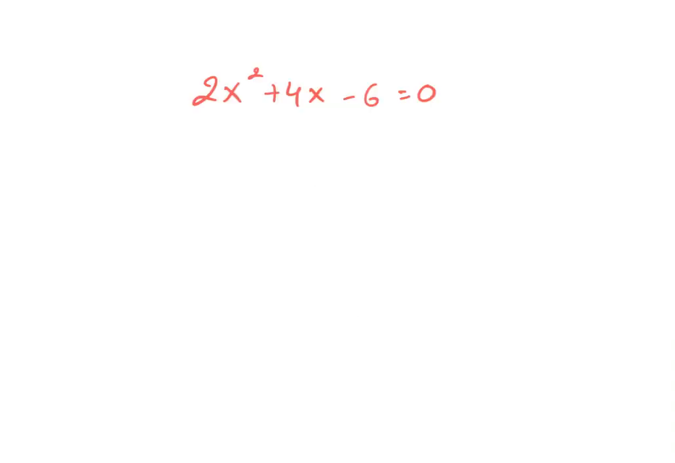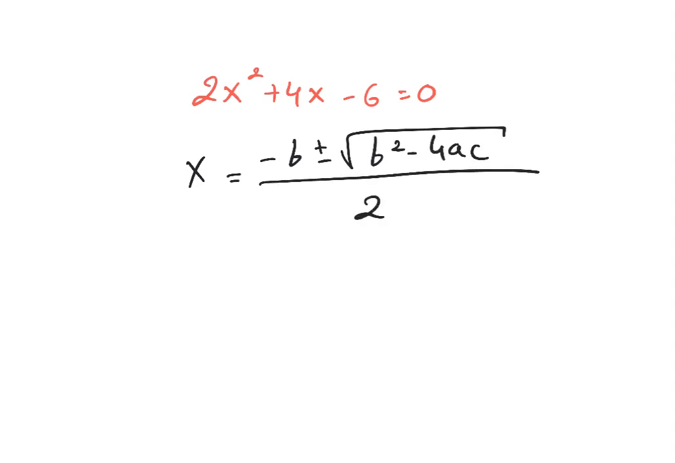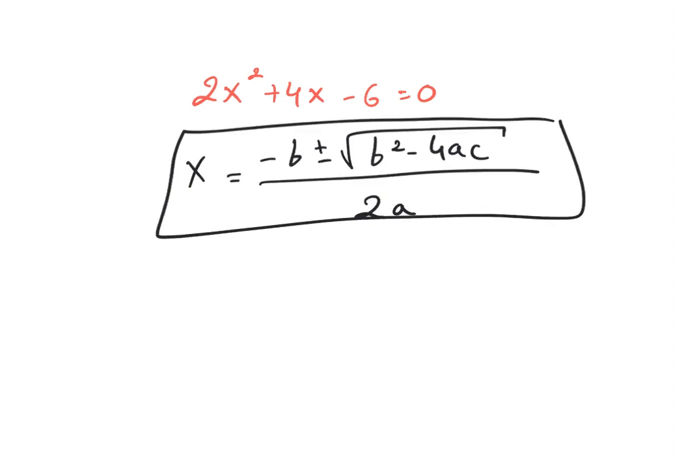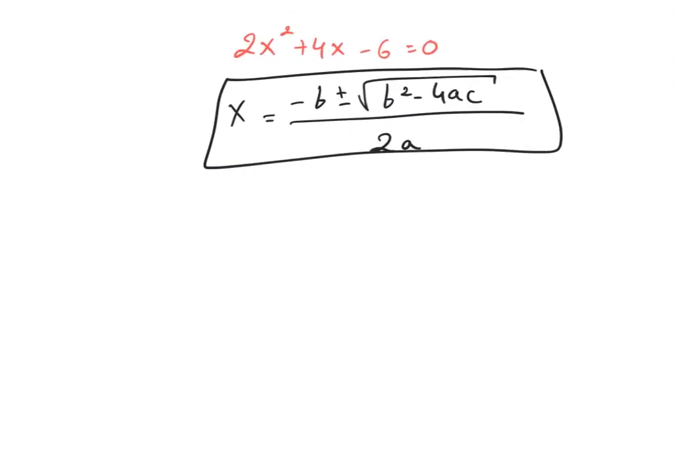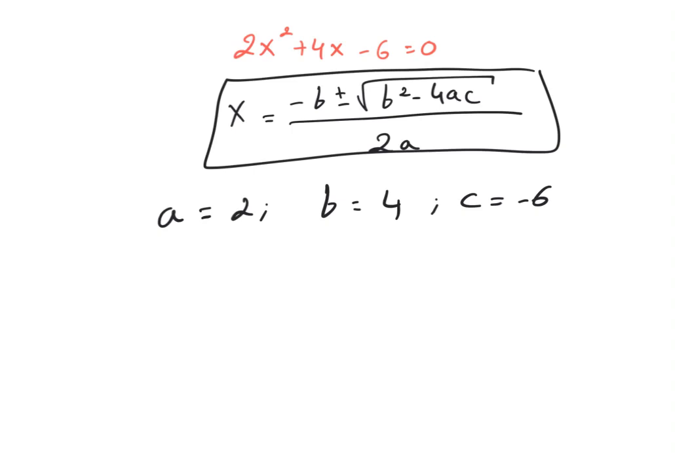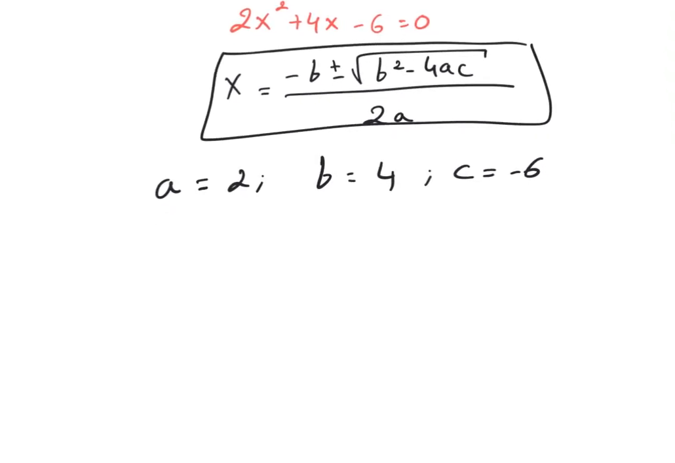All right, we have another quadratic equation here: 2x squared plus 4x minus 6. We can use the same approach. Just to remind you, the quadratic formula is x equals negative b plus or minus the square root of b squared minus 4ac, over 2a. The first step is to find a, b, and c. We know a is 2, b is 4, and c is negative 6, so we can just apply it here.